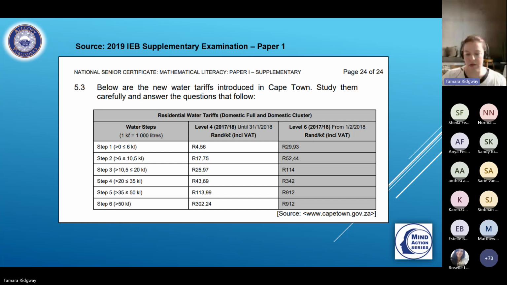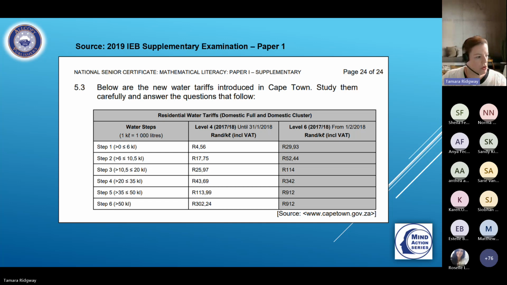20 minus 10,5. The second time I could find tariffs was in the supplementary paper from the same year, 2019, but now tariffs appeared in paper 1. 2019 was still the old format of the papers. Yeah, was still the old format. So it could have been in either paper.